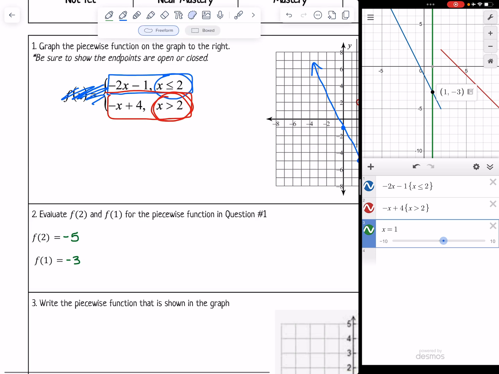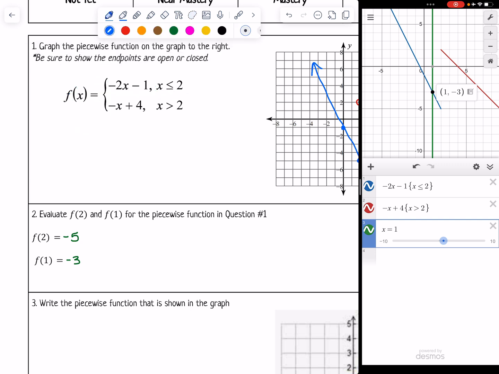Now the other way you can do it is to plug it into the function. If I want to plug in x equals 2 for this first one, I would want to say which one of these pieces it belongs in. It belongs in the first piece of my function because that's where it has that equal to bar. Then you just have to plug in 2 for x for that piece of the function. So that would be negative 2 times 2 minus 1, which equals negative 4 minus 1, which notice still gives us negative 5 that we found with the graph.